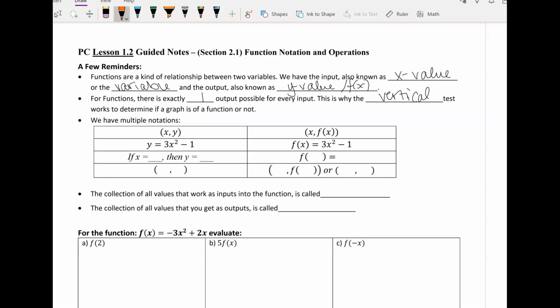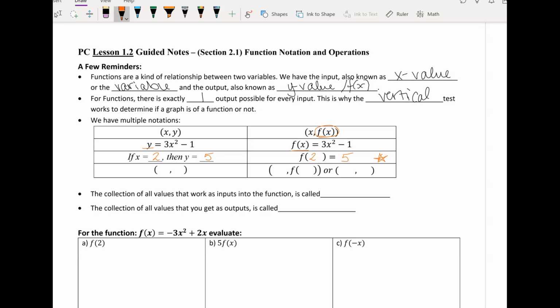x comma y, that's a coordinate, right? Same thing, x comma f of x. They are interchangeable. Function of x. What is my value for this function of x? What's my y value? So y equals f of x equals. If x equals, let's say, 2, then y equals 5. So f of 2 equals 5.